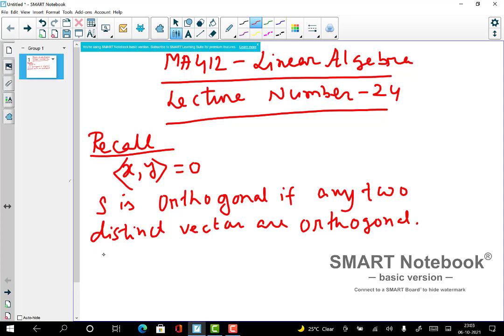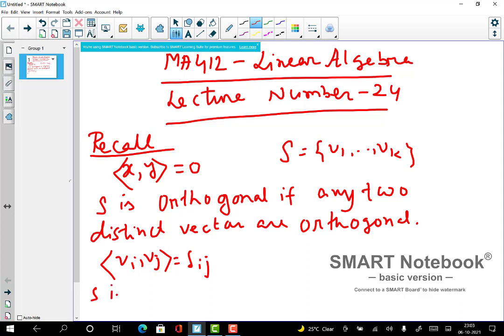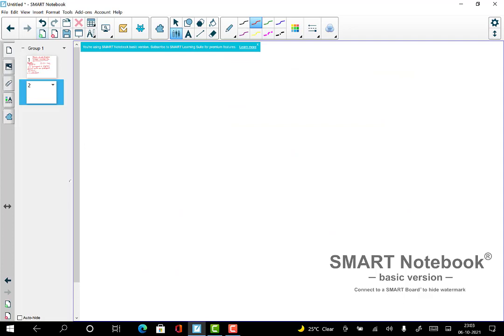In that sense, suppose we have a set S. Orthonormal means the inner product of Vi and Vj equals delta ij. When i equals j it is 1, otherwise it is 0. Then we say that this is orthonormal. That is what we defined. Now maybe we can describe this with an example.